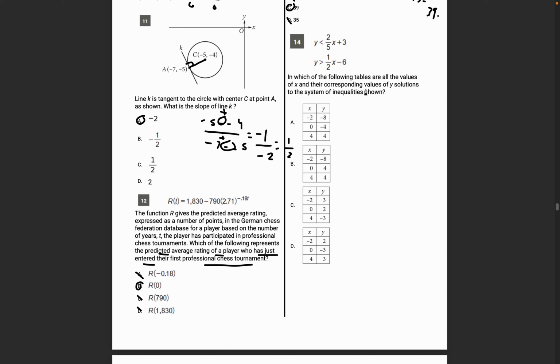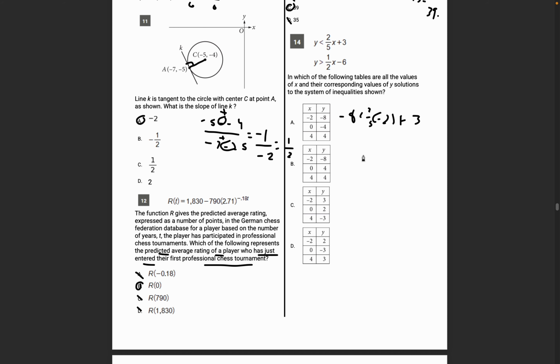Tables are all values of x and the corresponding values of y to the system. Okay, let's plug in -8 to f of -2 plus 3. It's -8 less than 2/5 of... That'll give you a fraction.